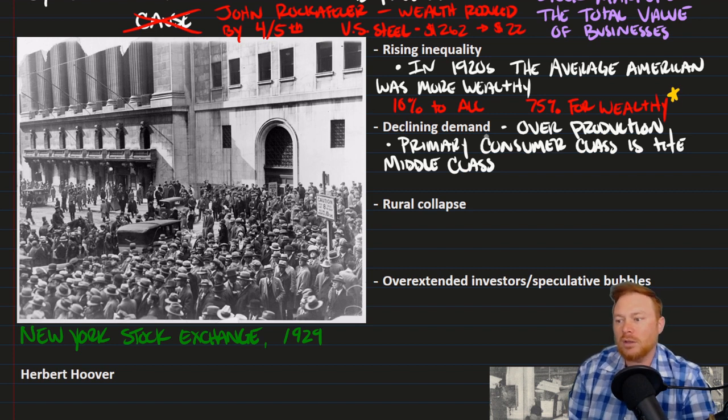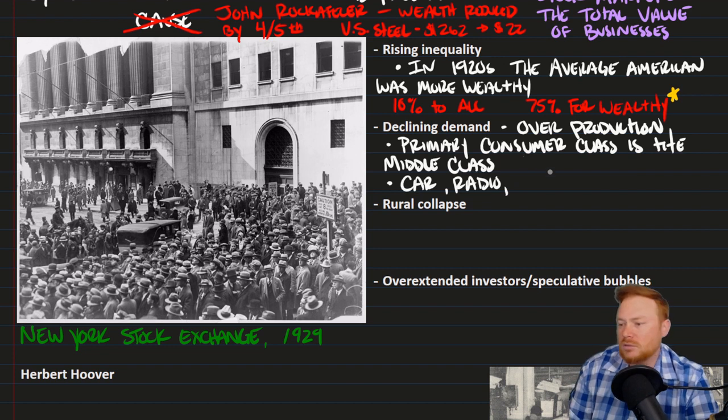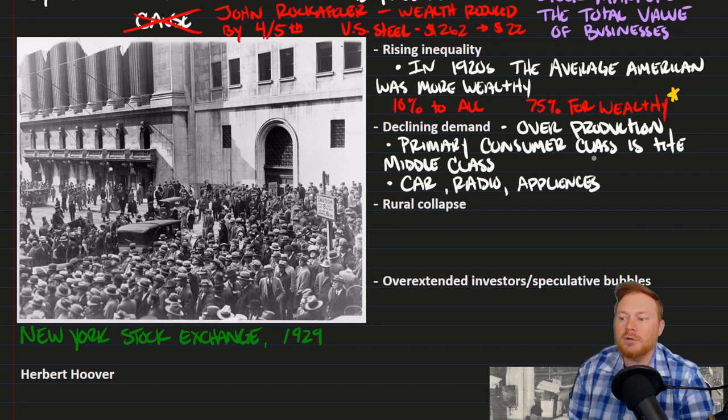And think about a lot of the commodities that were being produced and were really driving the economy during the 1920s. Number one was the car, right? Automobiles. Number two was the radio. And we might put other things like appliances or something like that. And yes, it's true that during the 1920s, a lot of Americans bought cars, a lot of Americans bought radios, a lot of Americans bought appliances.